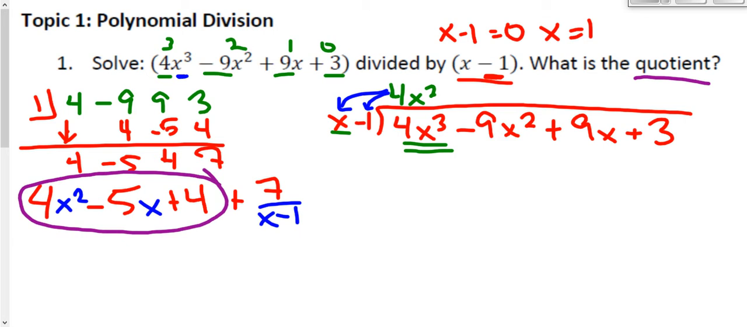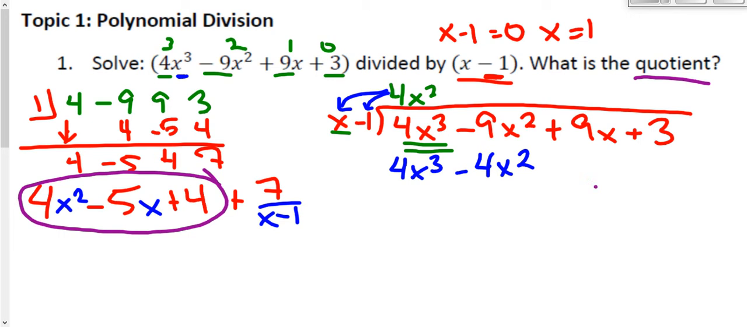I have to multiply by both. So first I'll multiply 4x squared by x, and I get 4x cubed, which is exactly what I wanted. Then I multiply 4x squared by negative 1, I get negative 4x squared. For my next step, I have to line up my process and compare this to what I wanted.